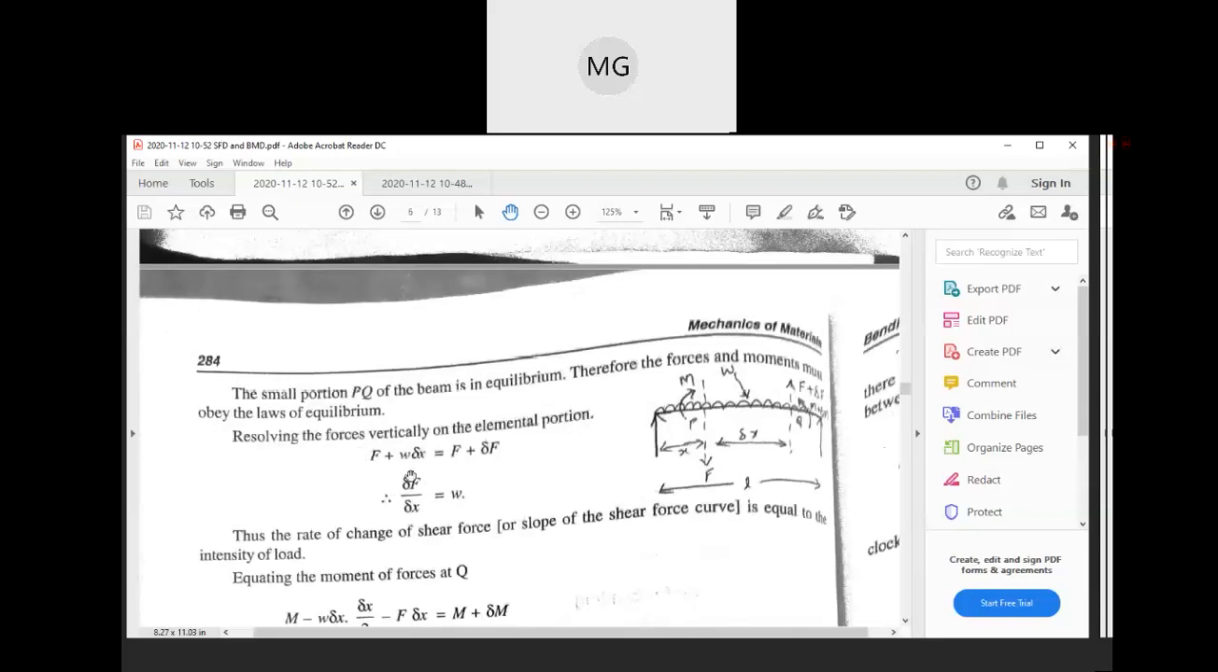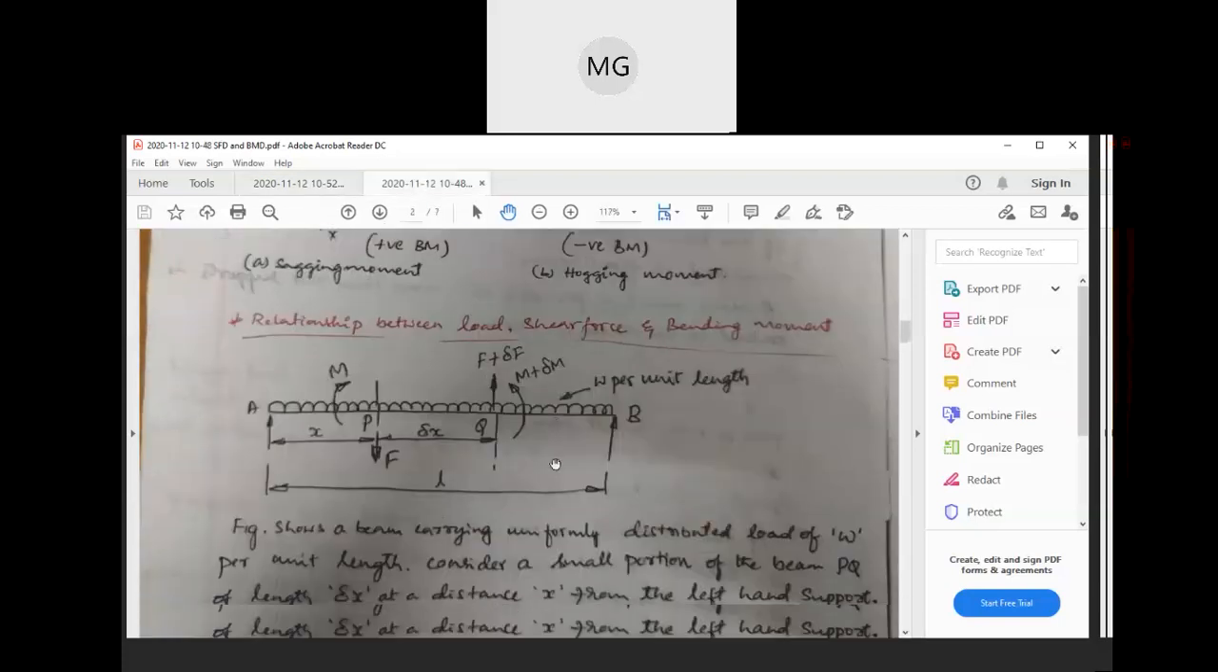Now the small portion PQ of the beam is in equilibrium. Therefore, the forces and moments must obey the law of equilibrium. Now, resolving the forces vertically on the elemental portion, F plus W dx equals F plus dF. So this derivation I have also solved.